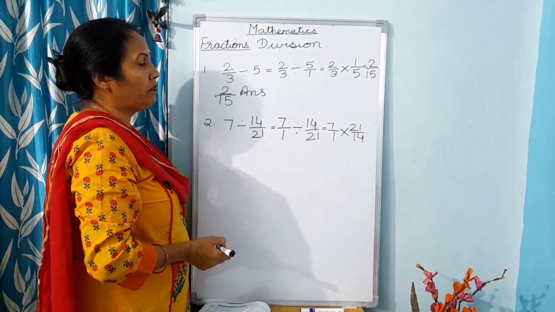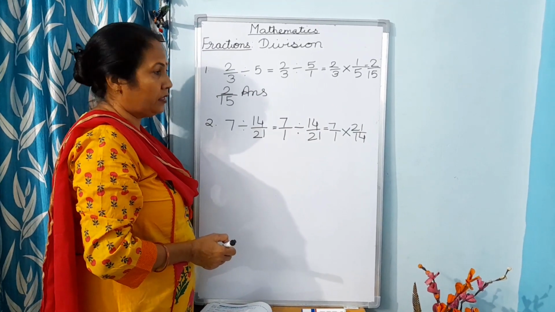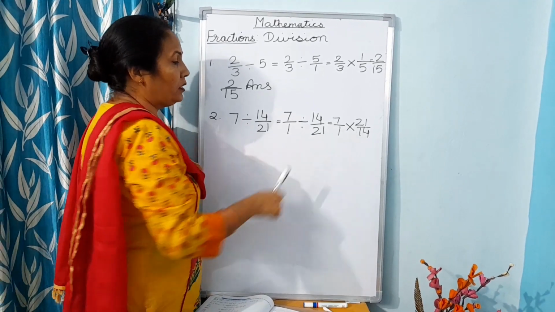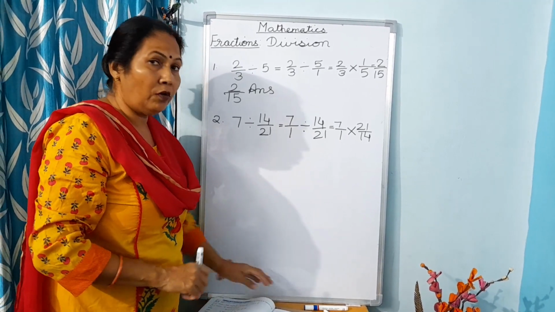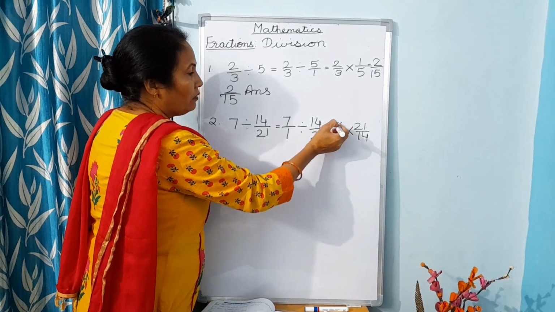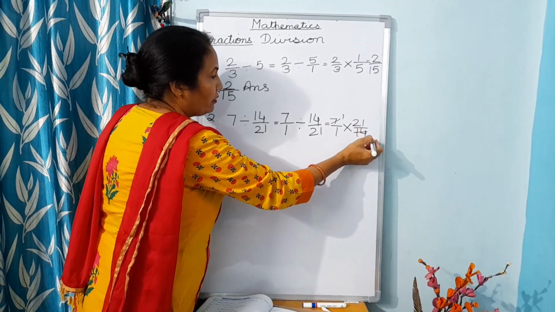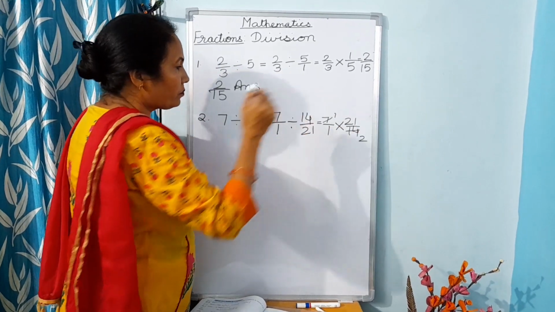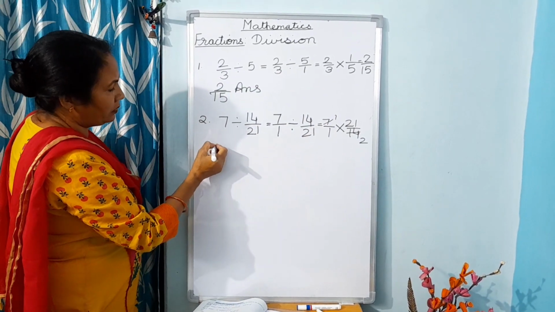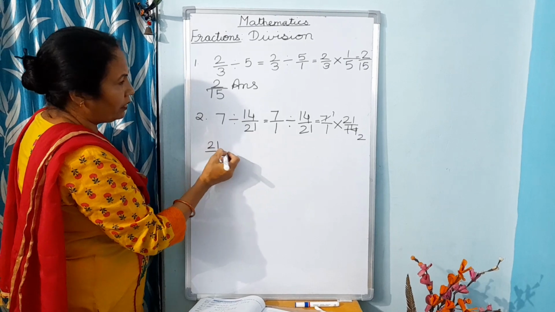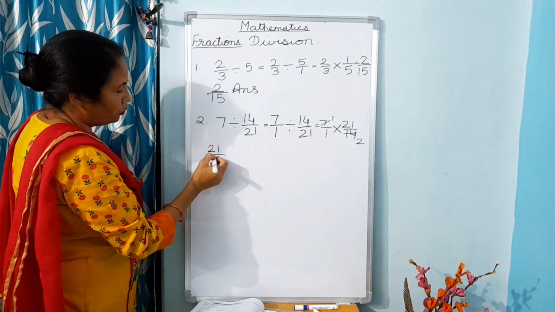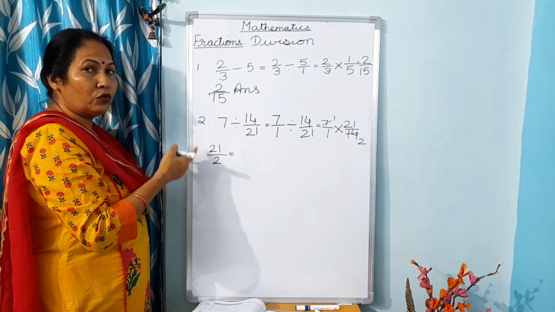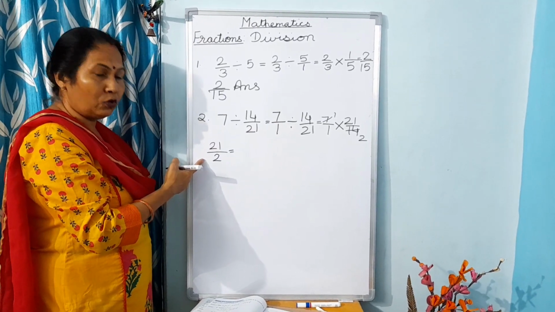Now you have to see whether you can cancel it. So yes, you can cancel. Why? Because 7 and 14 are multiples of 7. So 7 ones are 7 and 7 twos are 14. Now you multiply 1 into 21 is equal to 21 and 2 ones are 2. Now children, you will not leave the sum like this. You will simplify it to its lowest term.